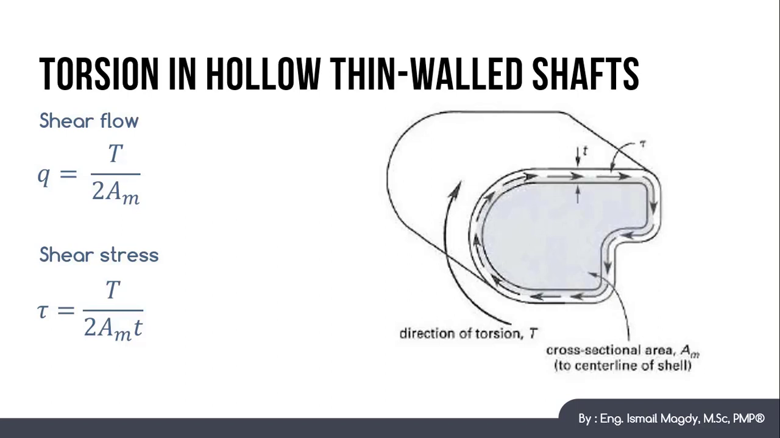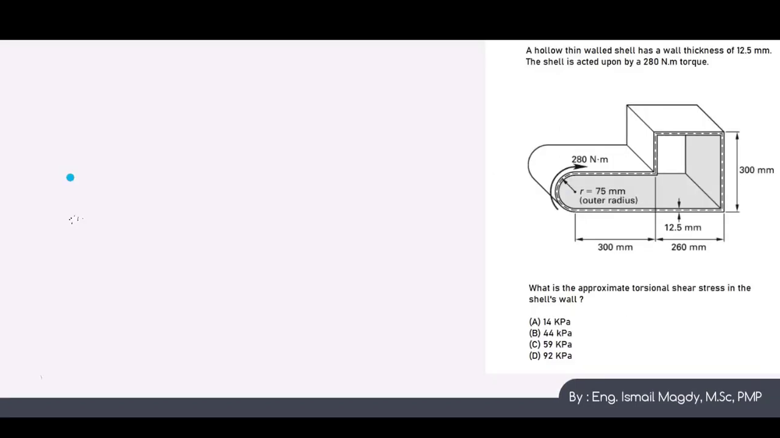The other value to be calculated is the shear stress, and it is calculated by the equation tau equals T over 2 A_m t, where t is the thickness of the outer wall. So now, let's have an example of this. So let's check this example.